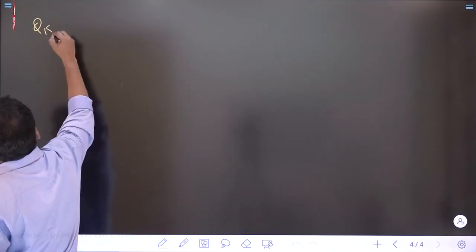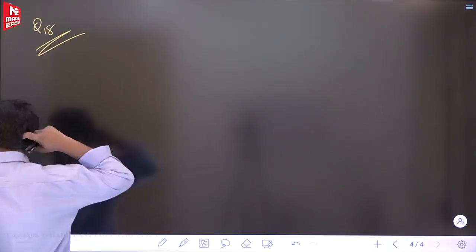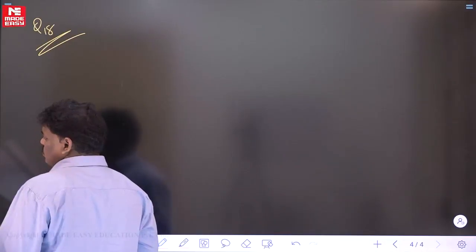Question number 18. If you observe, one recursive program is given, and they are asking what is the space complexity. Recursive program is given once, right? They are asking space complexity. Let me explain question number 18.